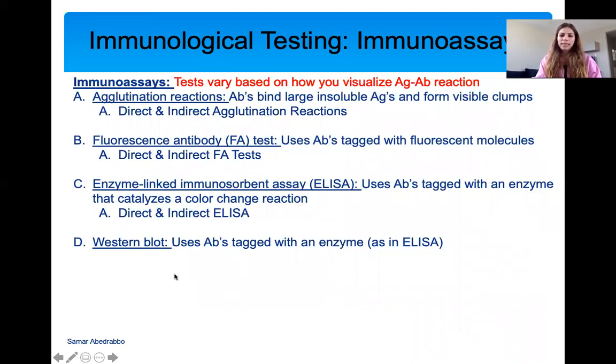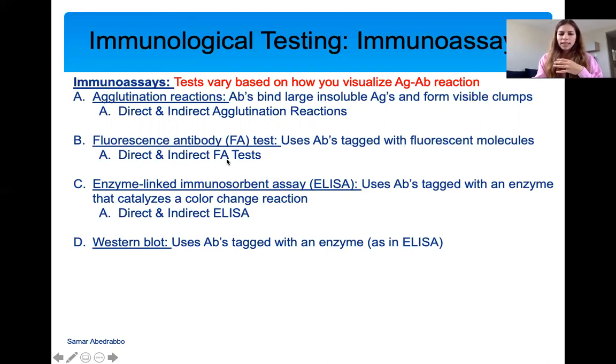These four immunoassays are lab tests that we do to test whether an antibody bound an antigen, and they all visualize this in different ways. Just to give a summary, in agglutination reactions, so these are all things you do in lab, if the antibody and the antigen bind, you get agglutination, you get clumping. You physically see clumping. I'll show you a picture of that in a second.